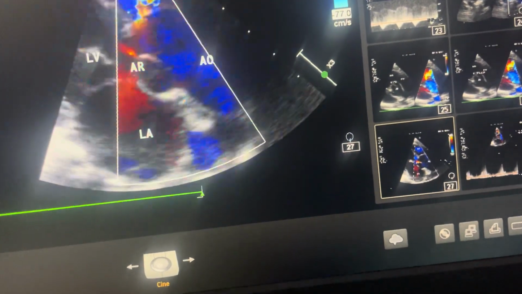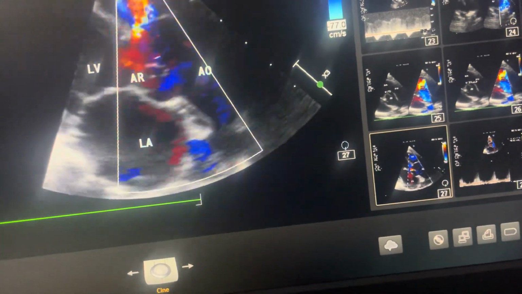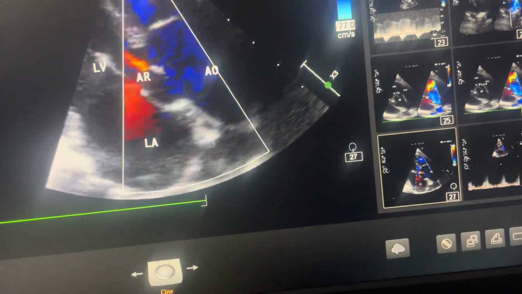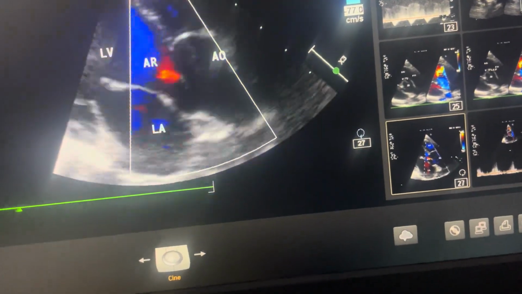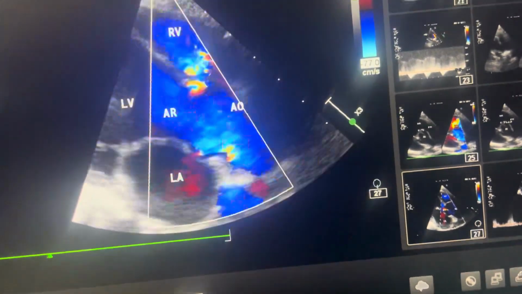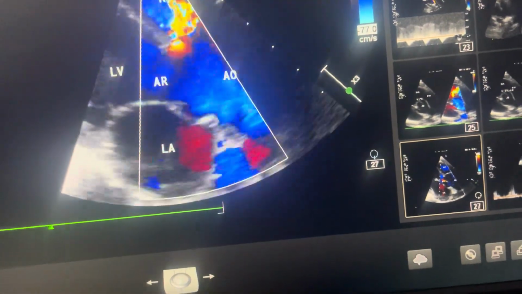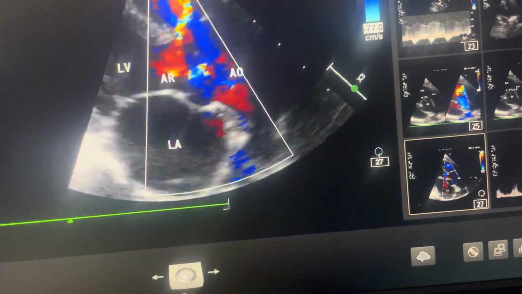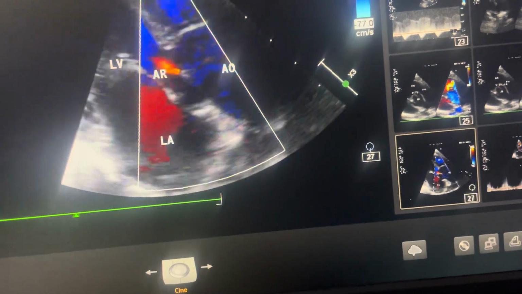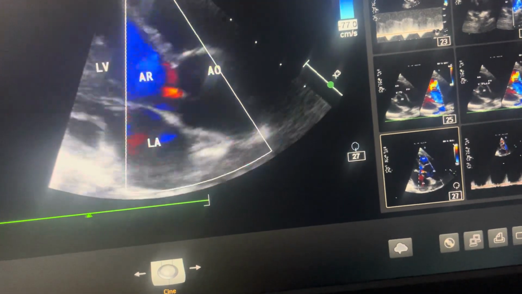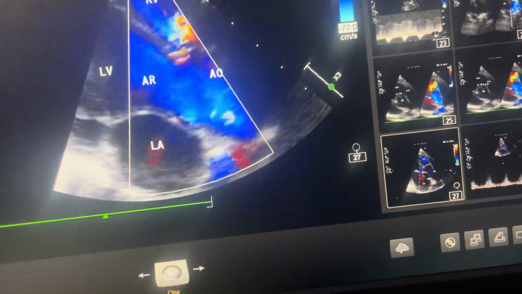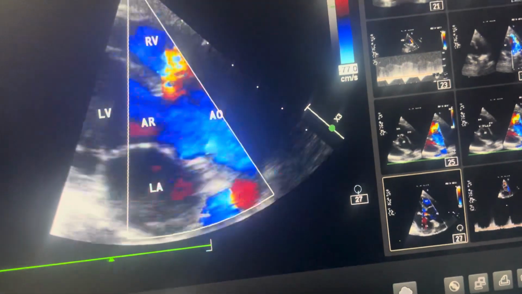But in case of a child more than 6 weeks old, we have to see a velocity of more than 4 meters per second, then we call it restrictive VSD. But if you see the right-sided systolic pressure to be raised, RVSP is high, in that case you have to compare the size of the VSD with the size of the aortic annulus. If it is less than 25%, it is restrictive.